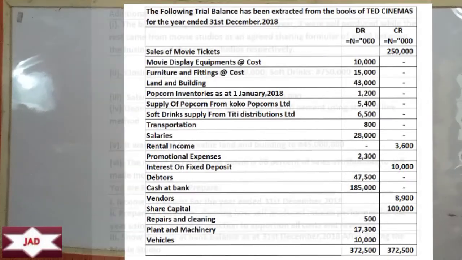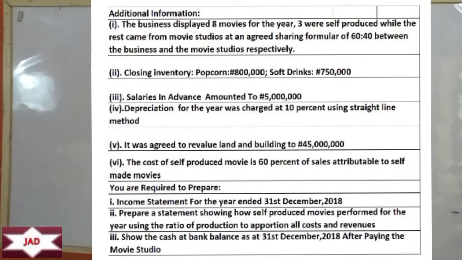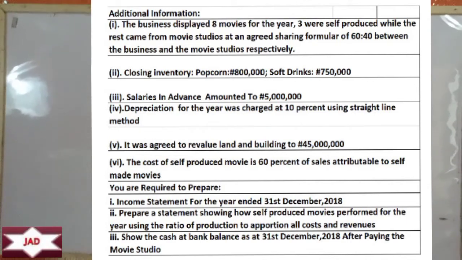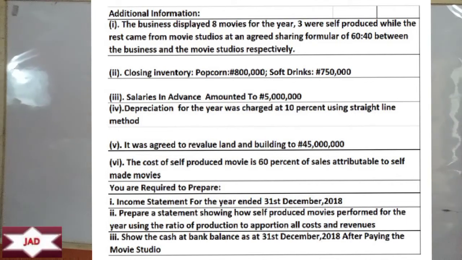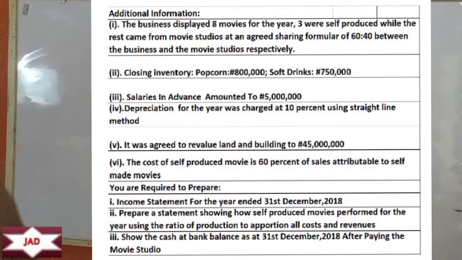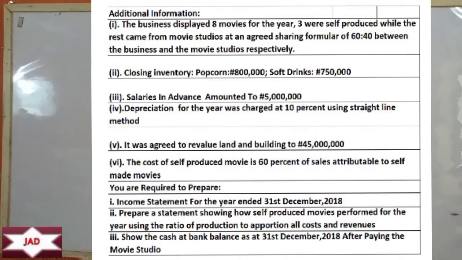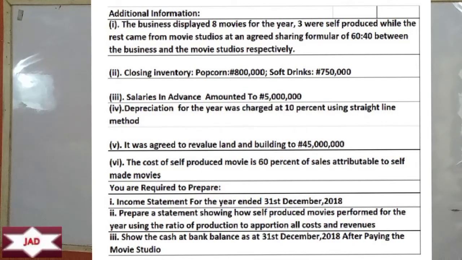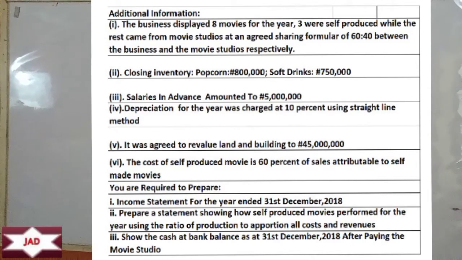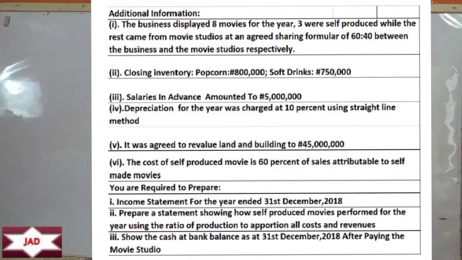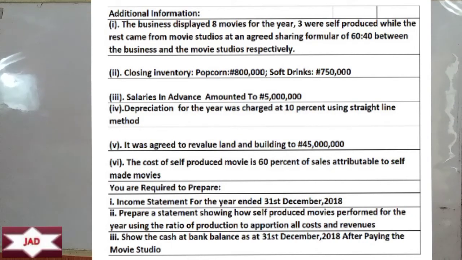So we have additional information there. The business displayed 8 movies for the year. 3 were self-produced, while the rest came from movie studios, at an agreed sharing formula of 60-40 between the business and the movie studios, respectively. We have closing inventories there: popcorn, 800,000; soft drink, 750,000. Salaries in advance, we have it to be 5 million. Depreciation for the year was charged at 10% using the straight line method.